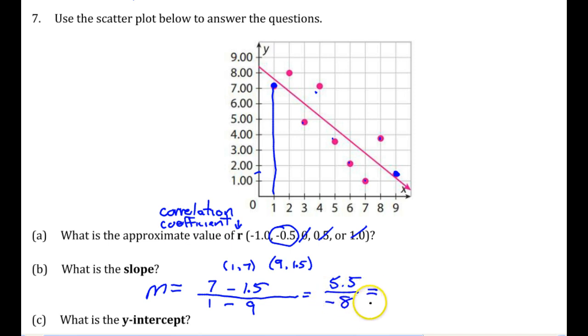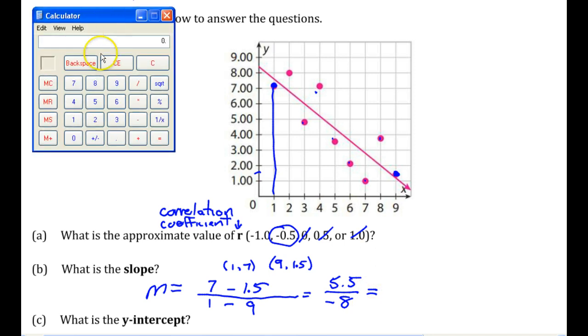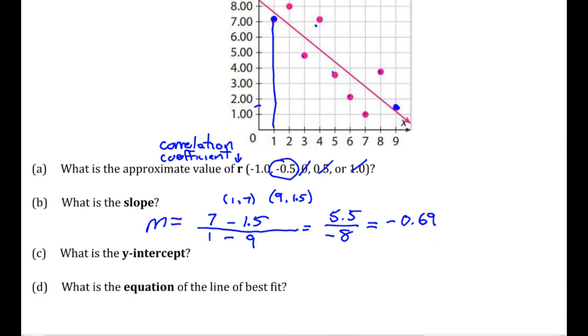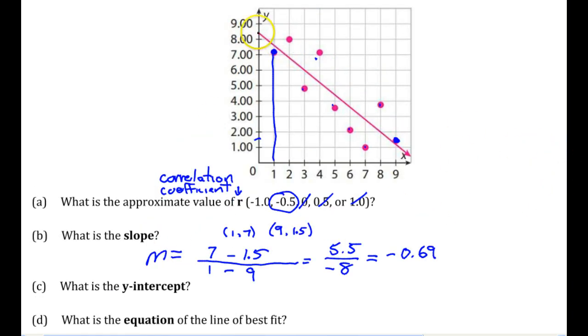And I'm going to put that slope in my calculator. So 5.5 divided by 8. Okay, about 0.687, round that up, 0.69. So negative 0.69. My y-intercept, I'm just going to estimate that by how it looks. I'm going to estimate, follow my line of best fit, and it looks like about 8.4. I'm going to go with 8.4. So I'm going to say my b is about 8.4.